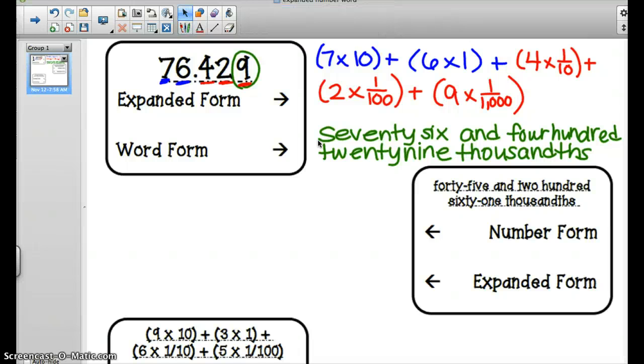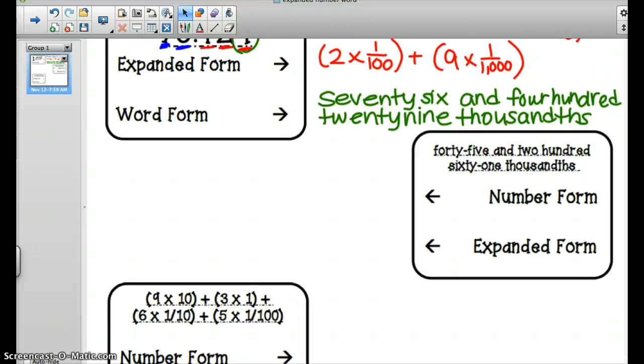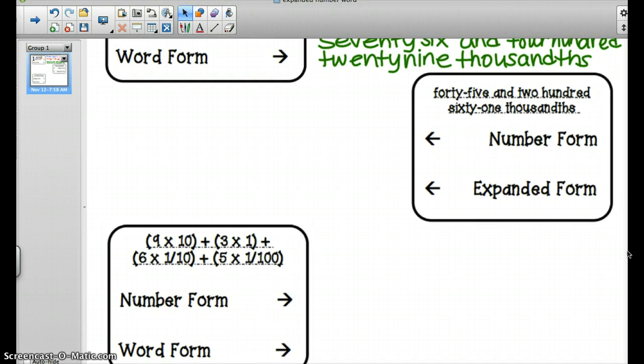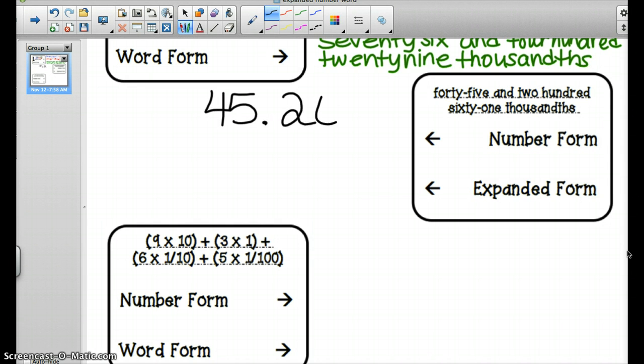This next example asked us to do it by starting off in word form. So who can read it to us in word form? Read exactly what it says right here. Sage. 45 and 261 thousandths. Perfect. 45 and 261 thousandths. Who can tell me how to write that as a number? How do you write that as a number, Jaden? You put 45, and then you put the decimal point, then 261. Perfect. So would you agree that that's how I write it? Is that correct? Yeah.